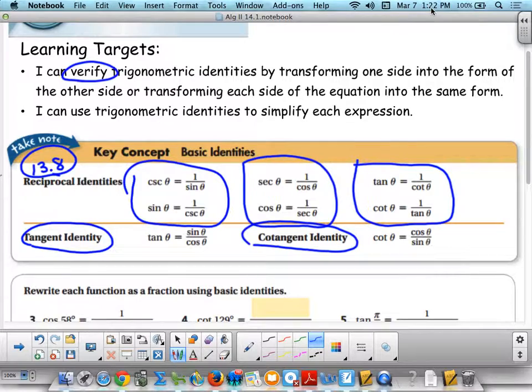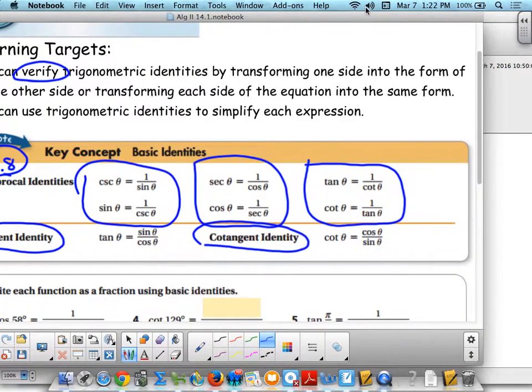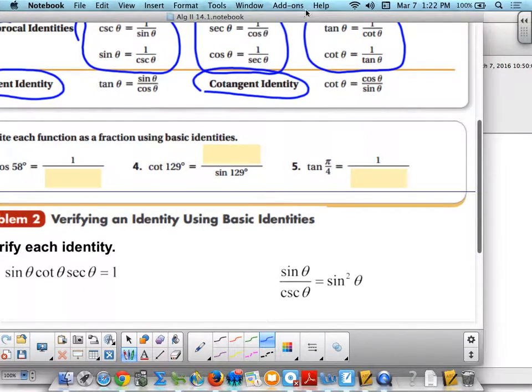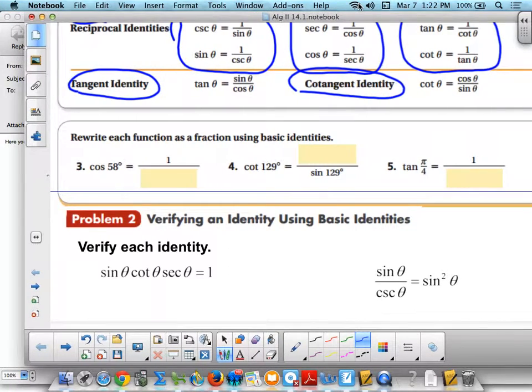Now, here's the deal. The tangent identity is sine over cosine. The cotangent would be what? Cotangent is the reciprocal of tangent. So you'd flip this and get what? Cosine over sine. That's exactly right. Okay. So these are your functions on page 1. So you must use those functions to fill in the rest of this.